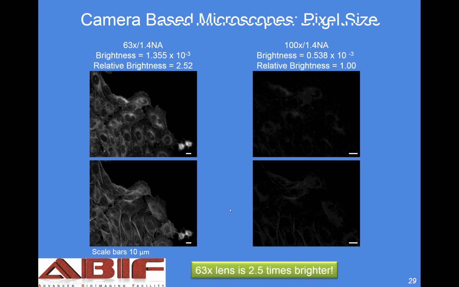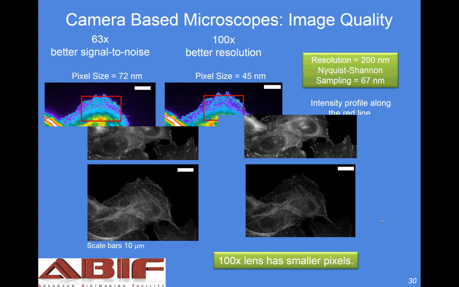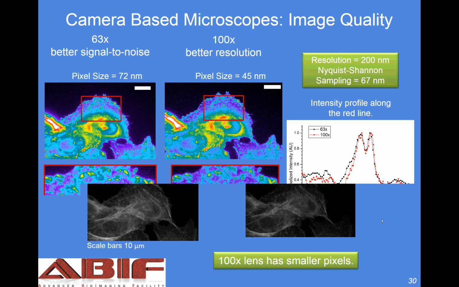If we zoom in a little bit to the same region of interest with the 63 versus the 100x lens, you can see if we increase the brightness artificially on the computer with the 100x lens, the sample looks fairly similar between the two. And the 100x is going to have smaller pixels, but you might be able to see that the images are actually quite a bit noisier in the 100x example because the signal is lower. So if we use a pseudocolor lookup table here, you can see the noise a little bit better, I think, here in the 100x lens.